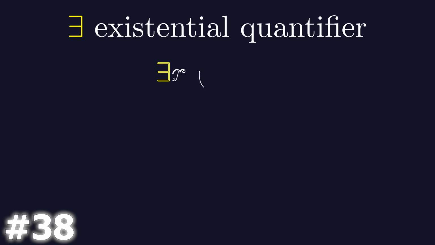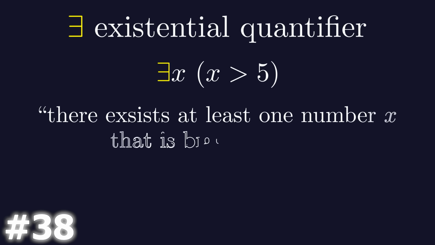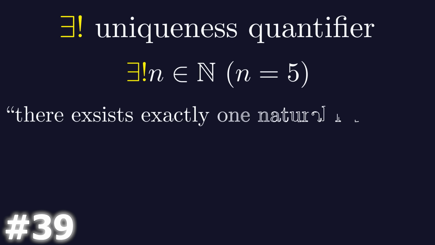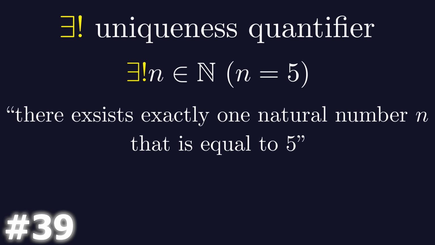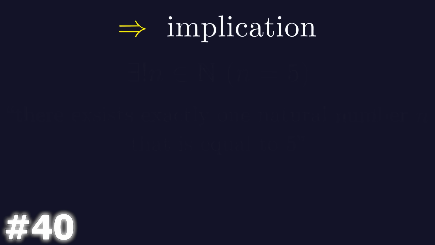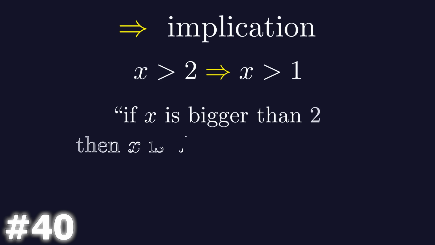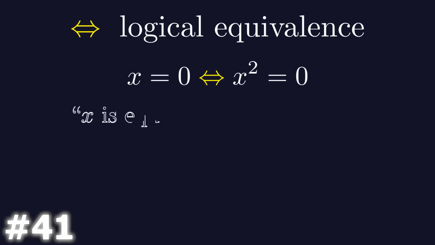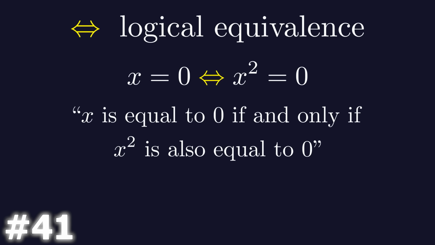The existential quantifier asserts that there exists at least one element in a given domain for which a particular statement holds true. Uniqueness quantifier is used to assert that there's exactly one element in a given domain for which a particular statement holds true. Conditional operator denotes an implication between two statements. If the first statement is true, then the second is also true. A logical equivalence operator indicates that two statements have the same logical value.